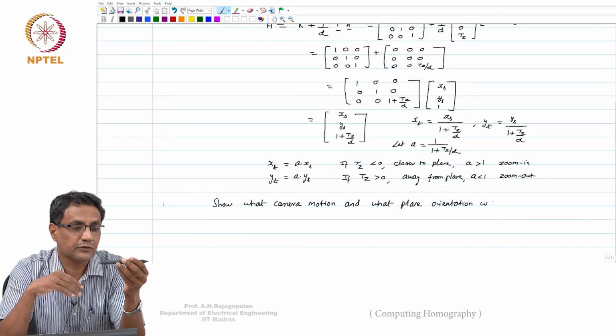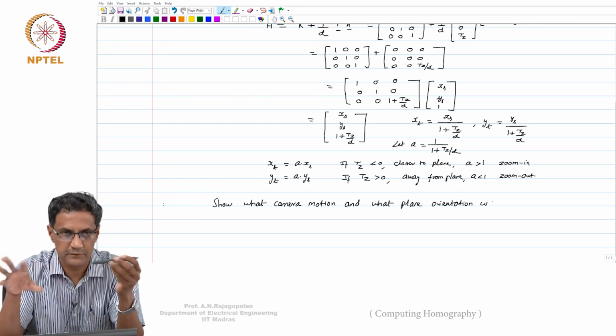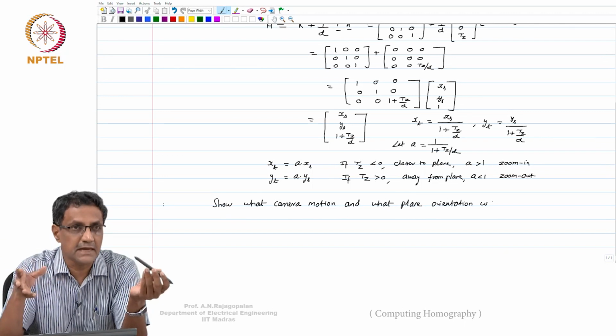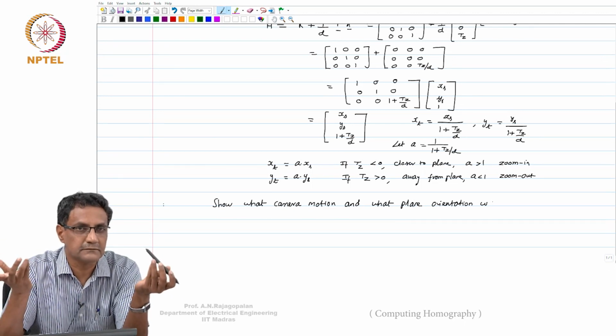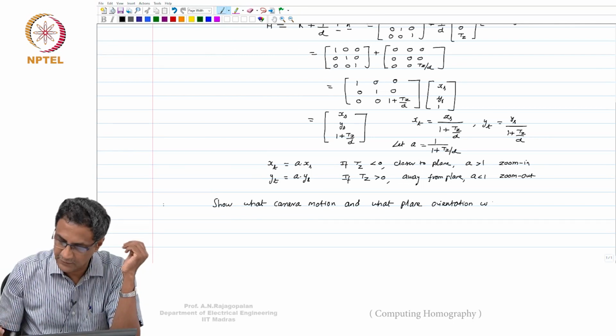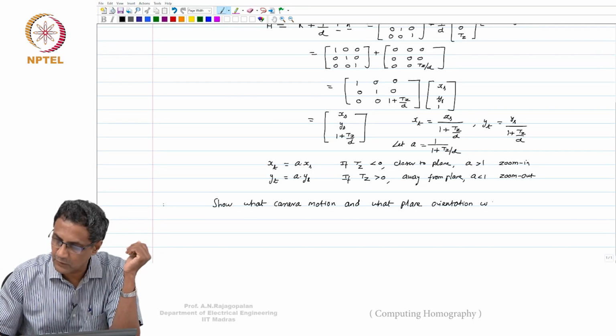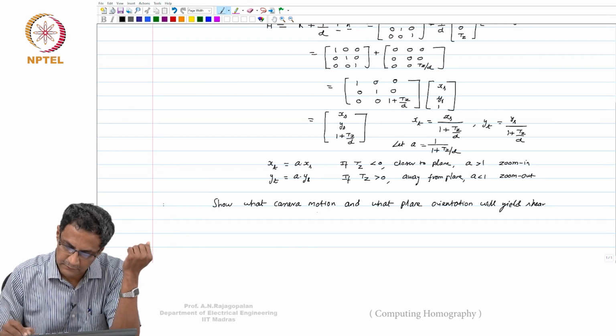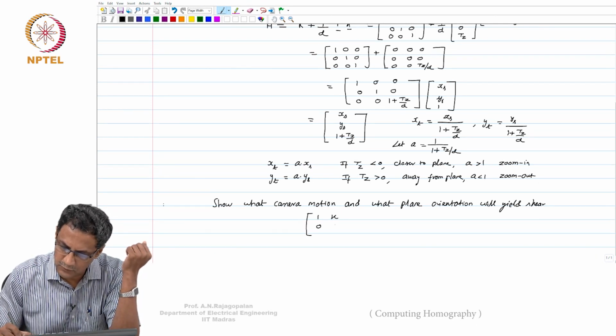So what camera motion, and I just want you to write up the correct normal and the correct T, R. I don't want to give away the answer, it's a small little answer, you can just figure it out. And so what camera motion, what plane orientation will yield shear? Okay, now let me put the kind 1 K 0 1, 0 0 1, 0 0 1.